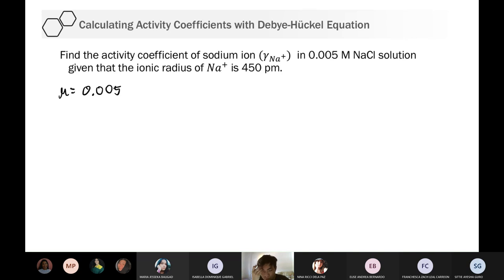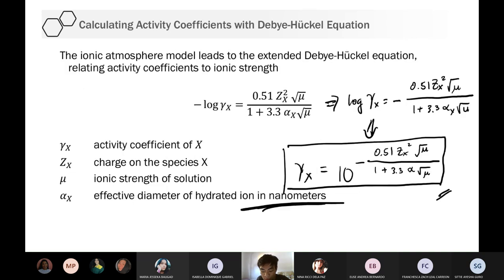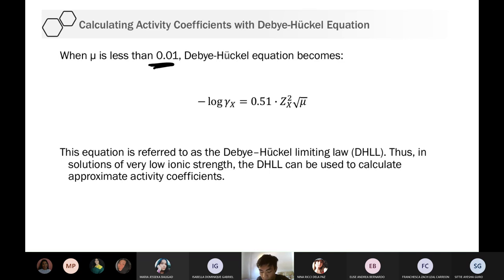So since ang ating ionic strength natin is 0.005, ano gagamitin natin? Debye-Huckel or the Debye-Huckel limiting law? Yung Debye-Huckel limiting law na lang, okay? So kapag Debye-Huckel limiting law, mu is less than 0.01 dapat. And meron tayo 0.005 eh. So less than 0.01 yun. So let's use the Debye-Huckel limiting law. This negative log gamma x equals to 0.5 times the charge squared square root of mu. So ito na yung gamitin natin.